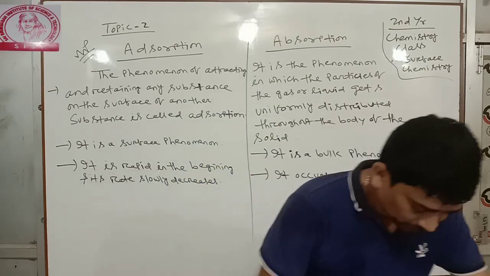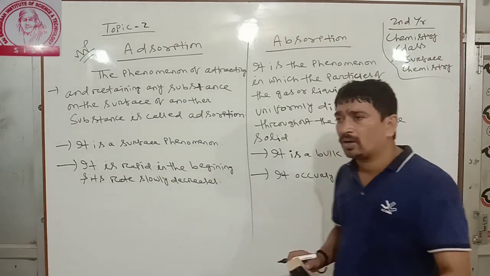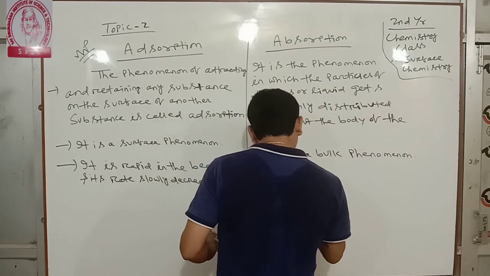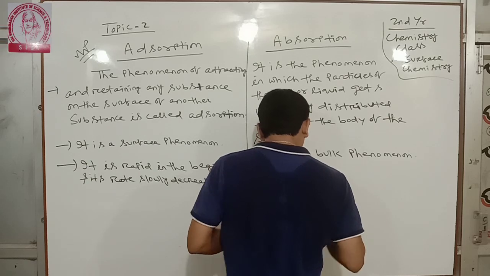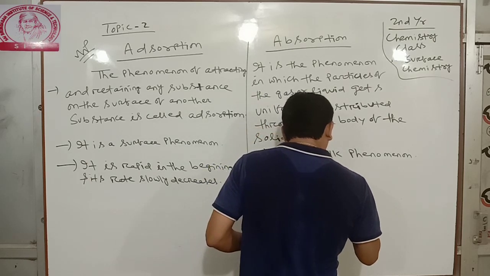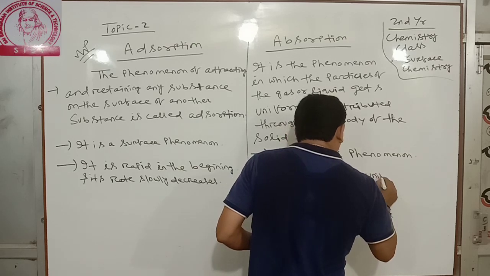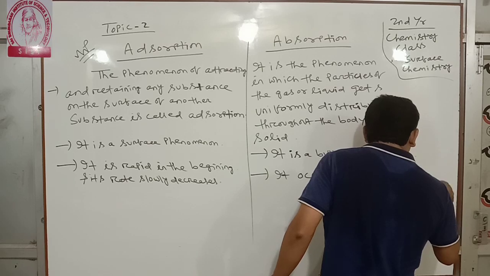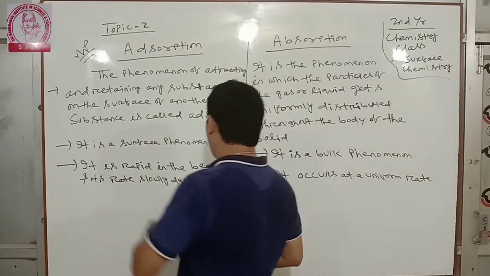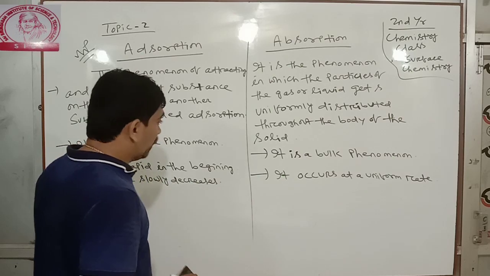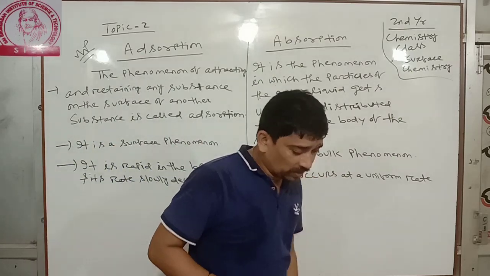Absorption occurs at a uniform rate. Adsorption is rapid in the beginning and its rate slowly decreases, but absorption occurs at a uniform rate.